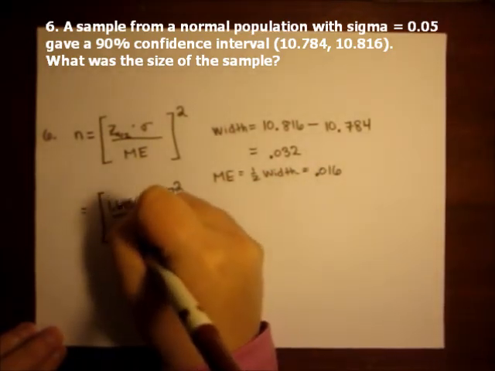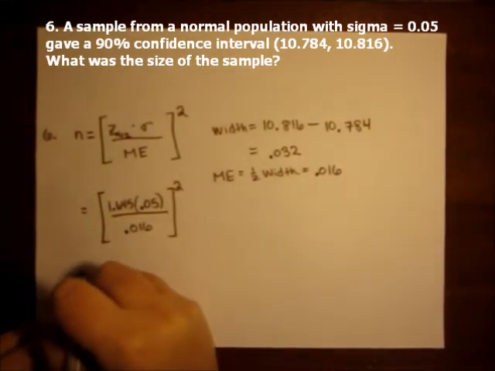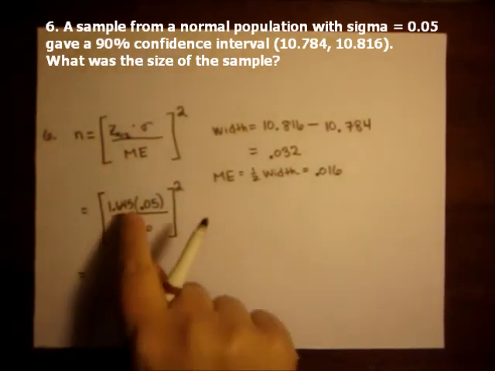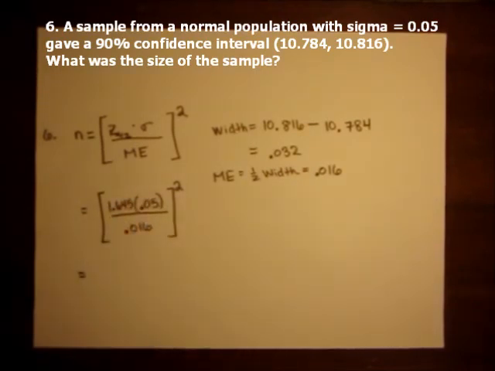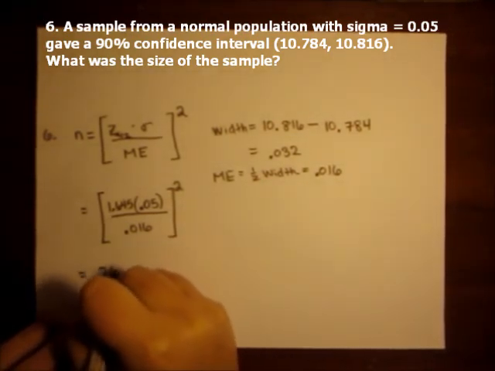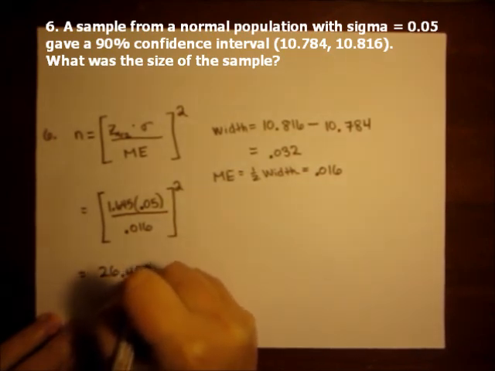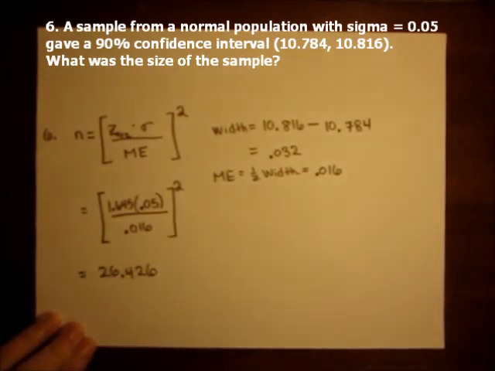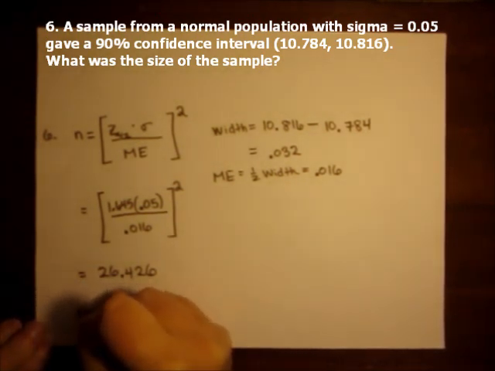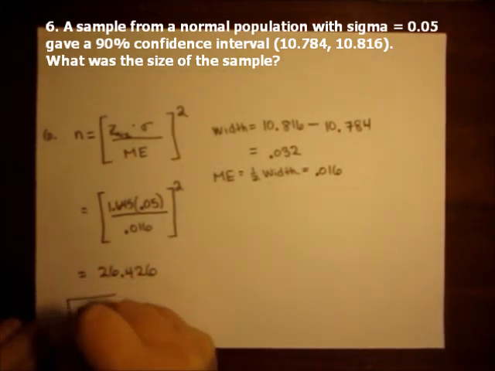So if I put a 0.016 inside those parentheses, and then I use a calculator to first do the inside of the parentheses and then square it, or all at the same time if you're careful with parentheses, I get about a 26.426. So it's always good to round up with n. So my answer for this question should be n equals 27.